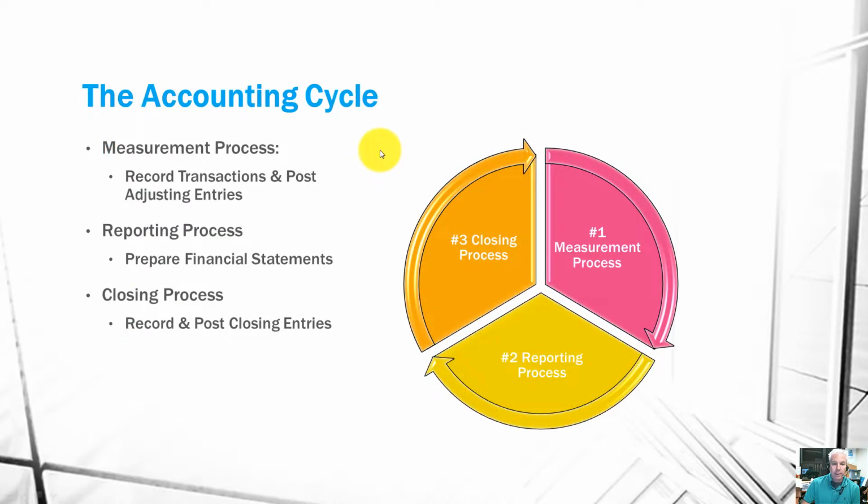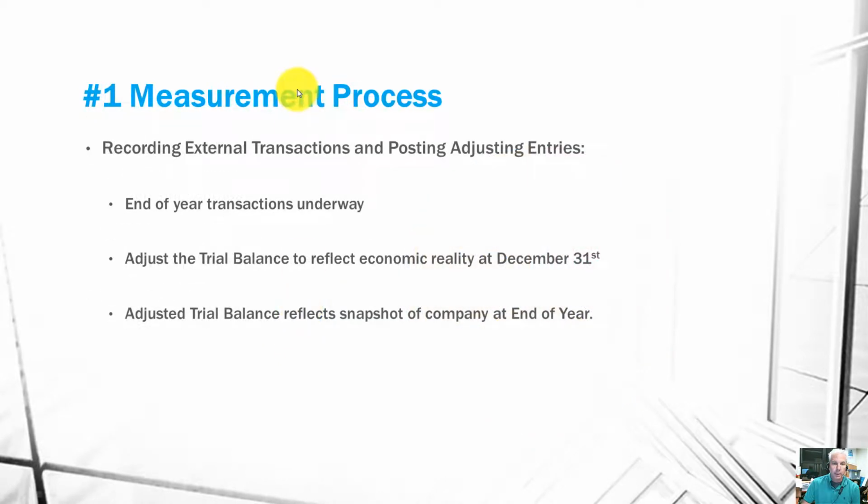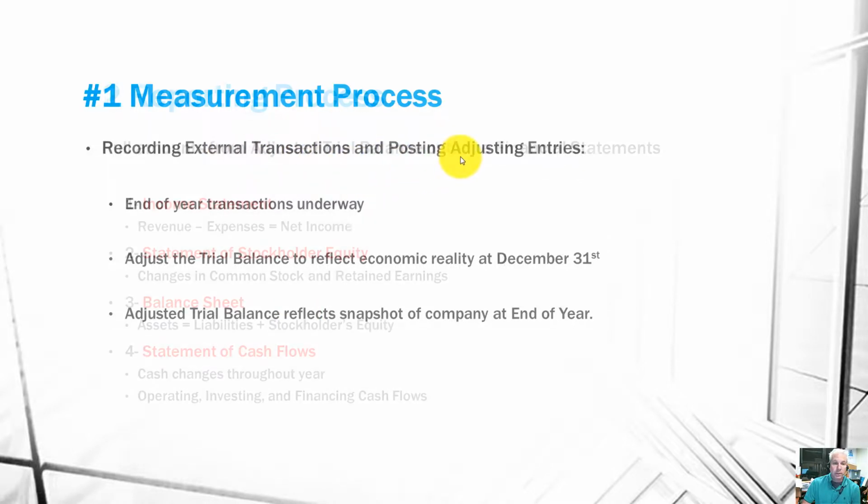If you want to remember the accounting cycle, I want you to remember the acronym Mr. Clean. Remember that we talk about the measurement process, the recording of transactions and posting of adjusting entries. There are videos on these. There's the reporting process where we prepare our financial statements, also known as the communication process, the R in Mr. And then the C for Mr. Clean stands for the closing process, where we record and post our closing entries and zero out our temporary accounts, our TRED.